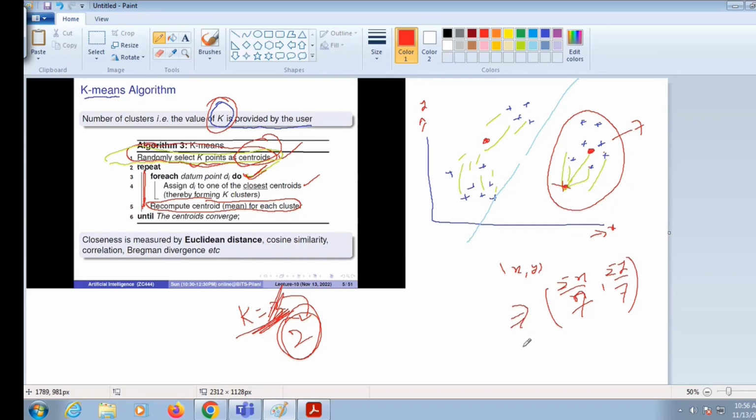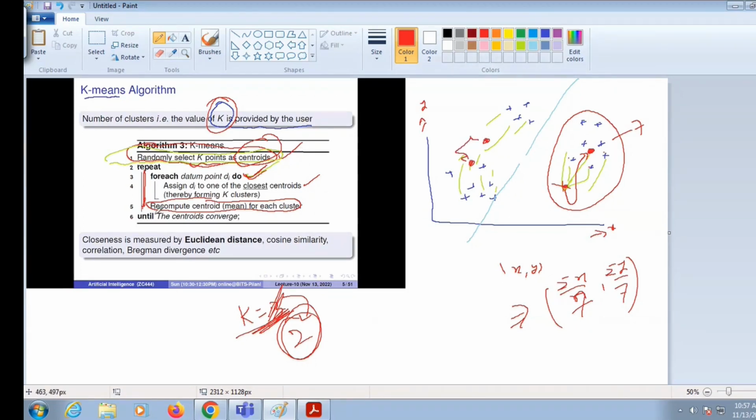Yes, because these are the points: summation of x divided by 7 and summation of y divided by 7 is somewhere here. So what I achieved is that this point moved from here to here. Yes or no? If you do the similar thing here, what would happen? Because here more data points are there, here fewer data points are there. It would shift something here. Yes or no? Same thing, something here.